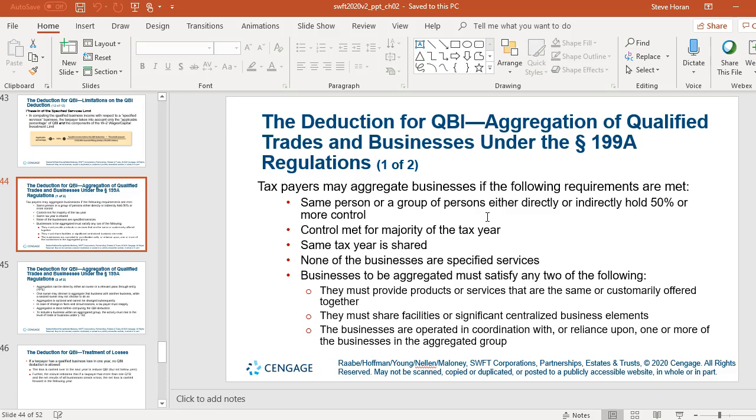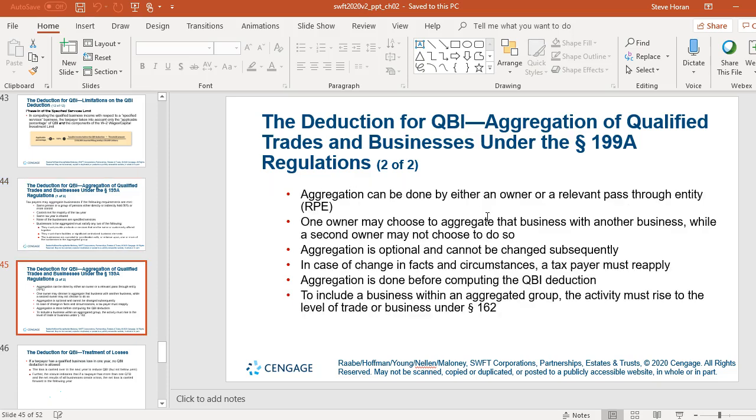None of the businesses are specified services. That would be a key one. Businesses to be aggregated must satisfy any two of the following. So two of the three must be satisfied. Provide products or services that are the same or customer offer together. Share facilities or have some kind of central business element. They're operated in coordination with or reliance upon one or more of the businesses in the aggregated group. So there's some affiliation, some cooperation between the businesses.